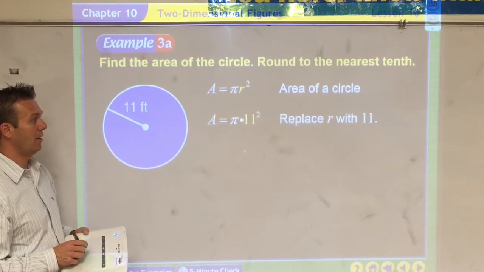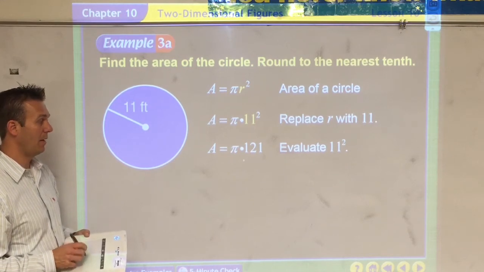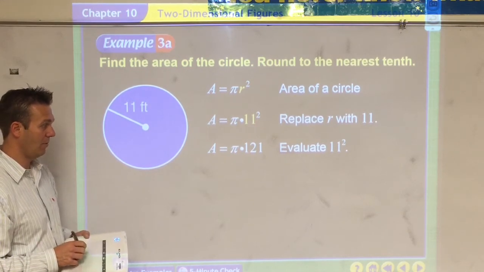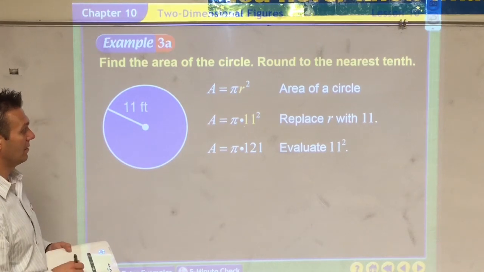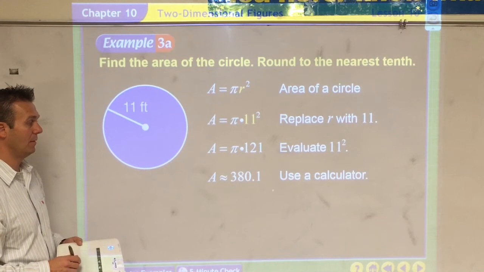So we replace the r with 11, and it's 121. 121 times pi on your calculator, or times 3.14. If you don't have a calculator, you can do it that way. And you get approximately 380.1.